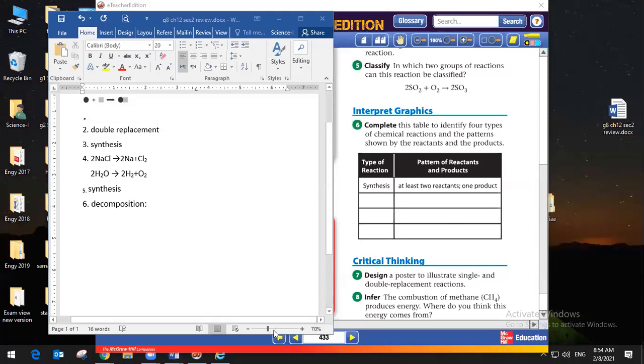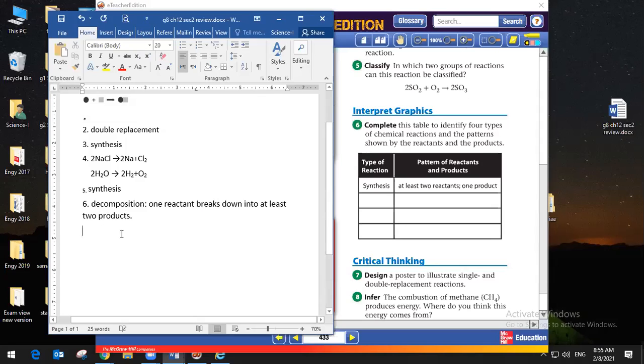Rashwan, could you tell me what is the pattern in which the decomposition follows? So how the number of products and reactants, or what happens in that kind of reaction? Okay, Lujaina? Decomposition: one compound breaks down and forms two or more substances. So one reactant breaks down into at least 2 products. Good. Okay, then the other one.